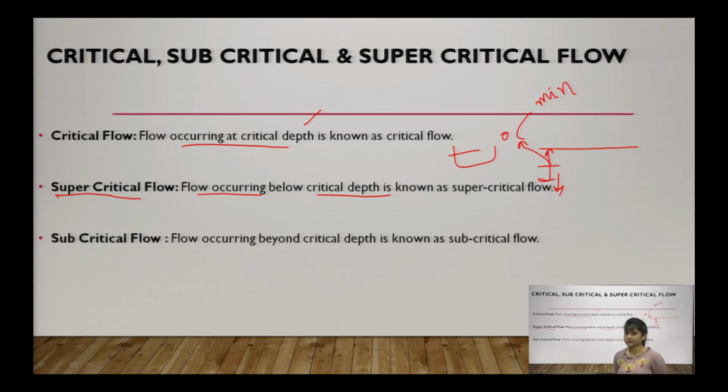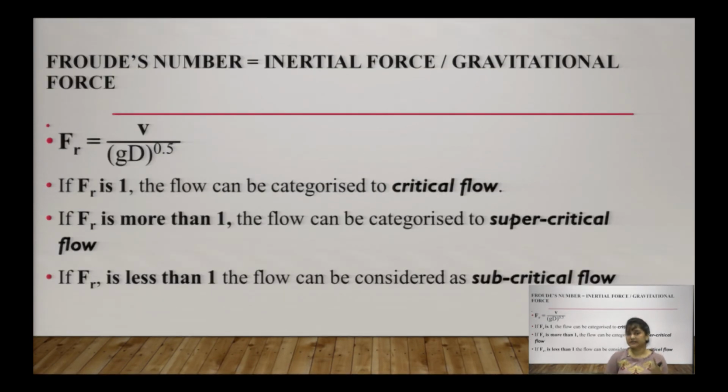This was about the visualization, but how are we going to determine whether the depth is critical or not, and how will we be able to find out? This is related to Froude's number, another dimensionless number, which is nothing but inertial force by gravitational force occurring in that particular section of flow. It is V over the square root of g d, where d, in case of an open channel, is the hydraulic depth, else you can take it as diameter. If the value of Froude's number is equal to 1, then that particular depth is critical depth, and the flow occurring at that depth is known as critical flow.